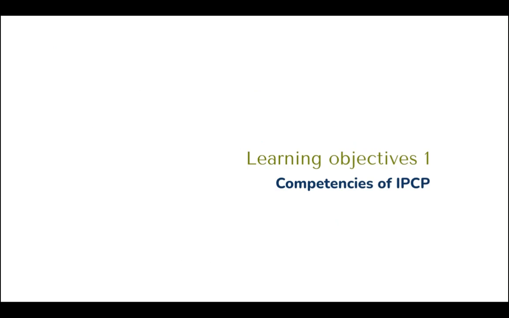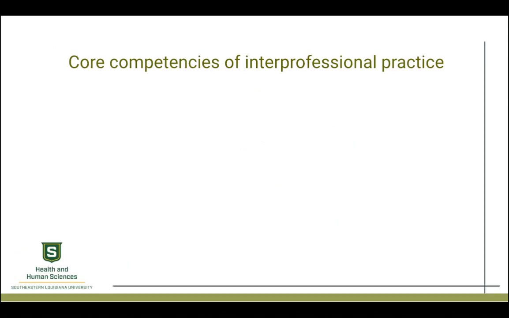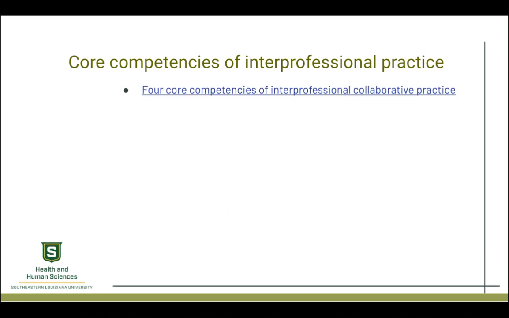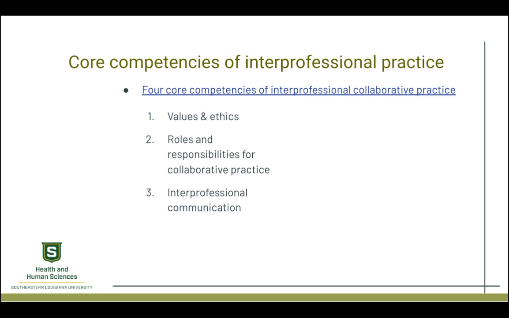So starting with the competencies, there are four competencies in interprofessional collaborative practice, and you can learn more about these core competencies here. I'm going to talk about them, but if you click on this, it's going to tell you a lot more about what these core competencies are. So, we have values and ethics. We have roles and responsibilities for collaborative practice. We have interprofessional communication, and then we have teamwork and team-based care.